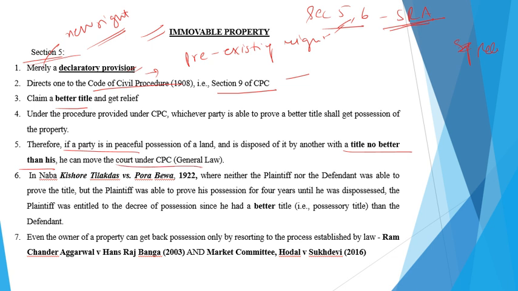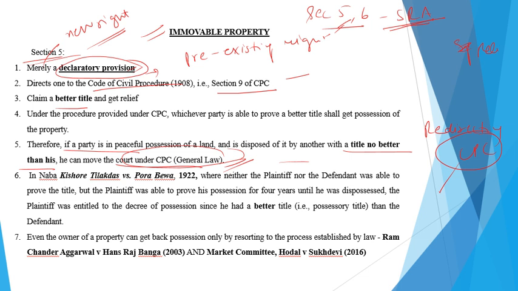So this is basically declaratory, as I told you, declaratory. It's not giving you any new kind of right as such, not relief, it's not giving. It is just redirecting you to CPC. That follows your CPC. CPC is a general law. The Specific Relief Act is a substantive law, because it's creating some rights.